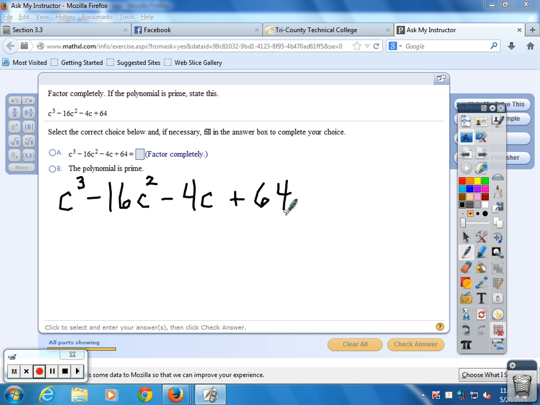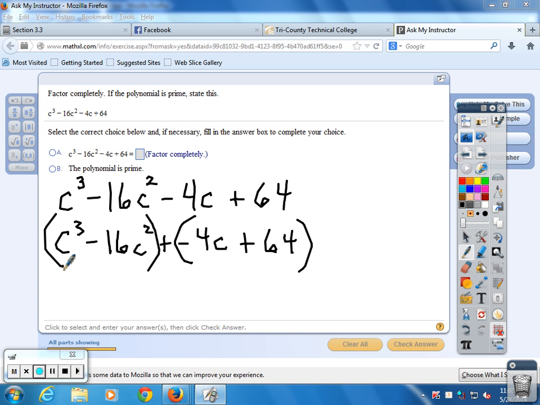All right, first of all, do we have a lot of perfect squares? Got 2. So I would probably say do it 2 by 2. I don't think there's enough to do it 3 by 1. So I'm going to group the first 2 and the last 2. C to the third minus 16c squared minus 4c plus 64. What's in common with the first 2? C to the second. That leaves you with c minus what?